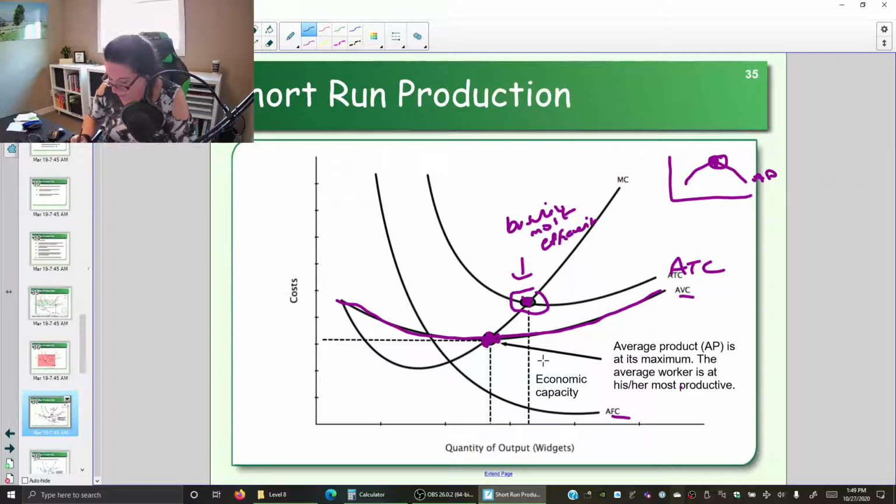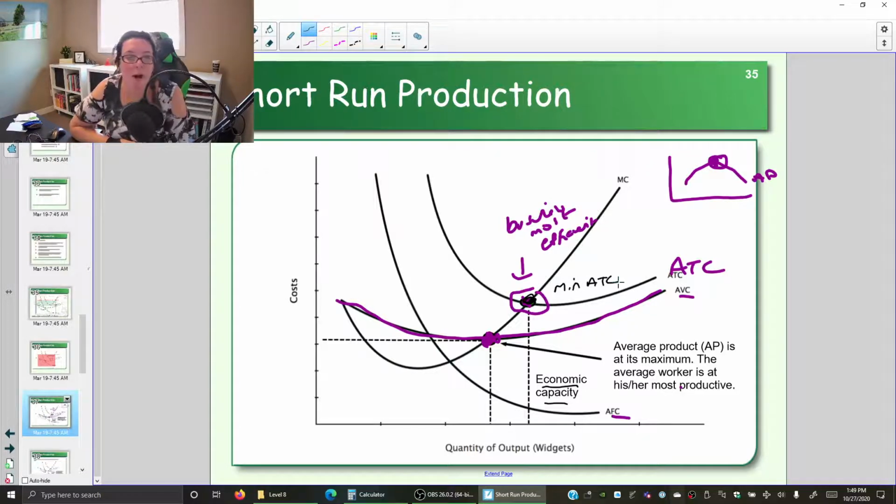So notice that it's past the point where the workers are the most productive because we're spreading out more of that fixed cost. This quantity has a name. It is called economic capacity. The economic capacity is the quantity at which the business is the most efficient. This is where you're at your minimum average total cost.